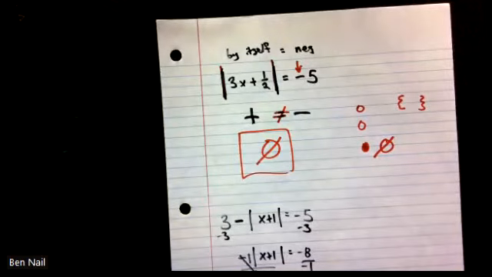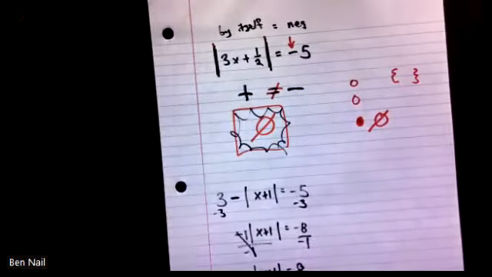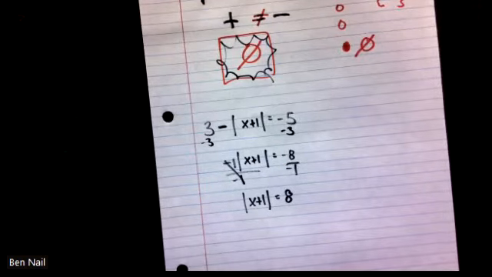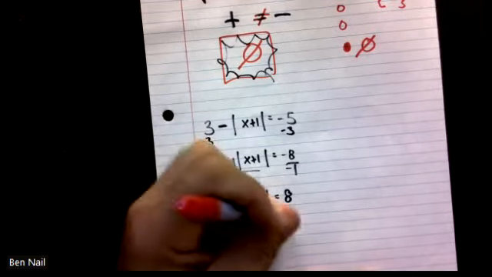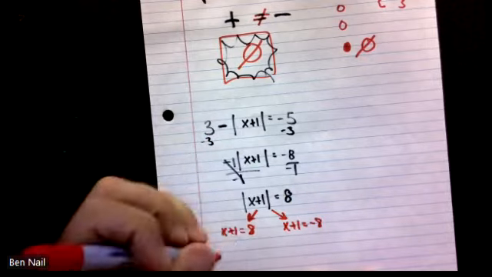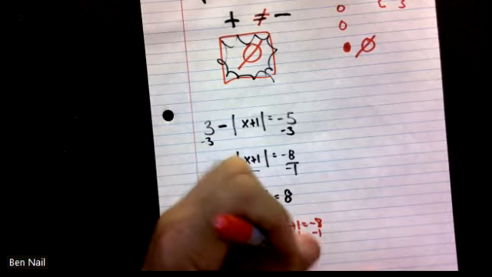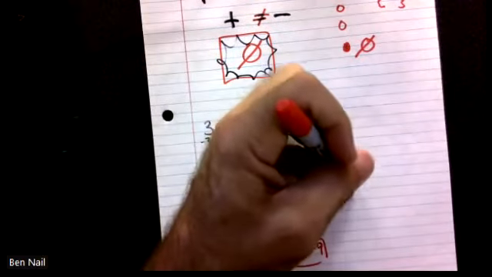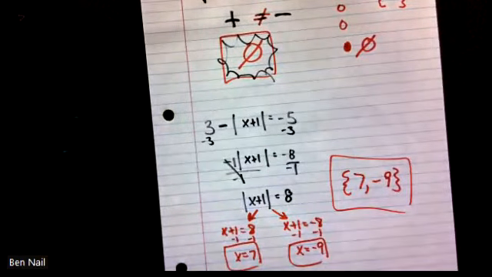If the absolute value is by itself and it equals a negative number, no can do. If it's not by itself, get it by itself and then look. And if it's positive, we can again go ahead and solve. So that'll be x plus 1 equals 8, or x plus 1 equals -8. X could equal 7, or x could equal -9. So again, there's my solutions. Good to go.